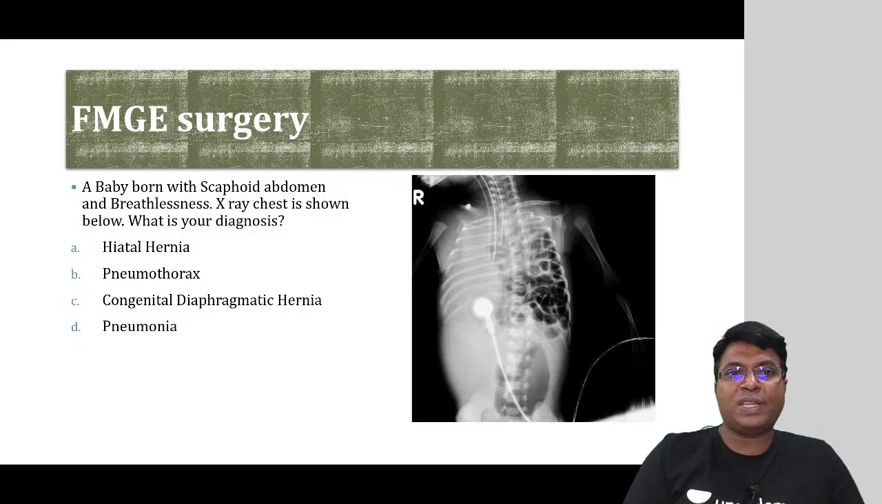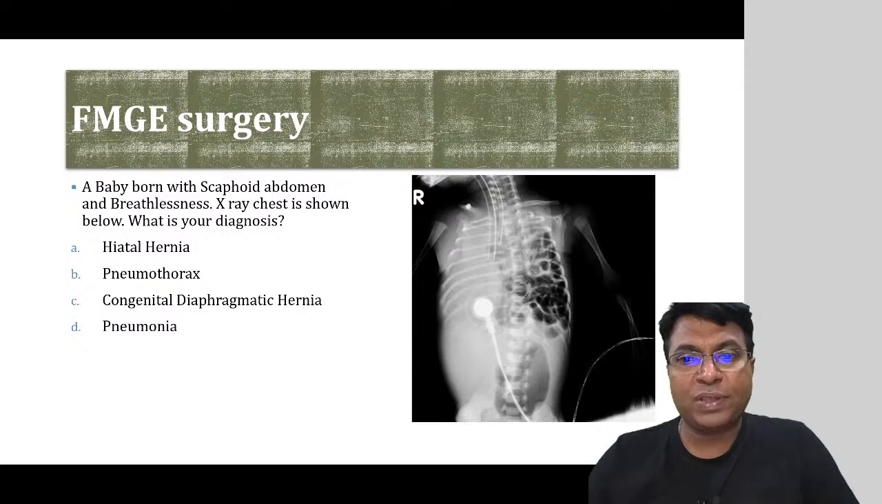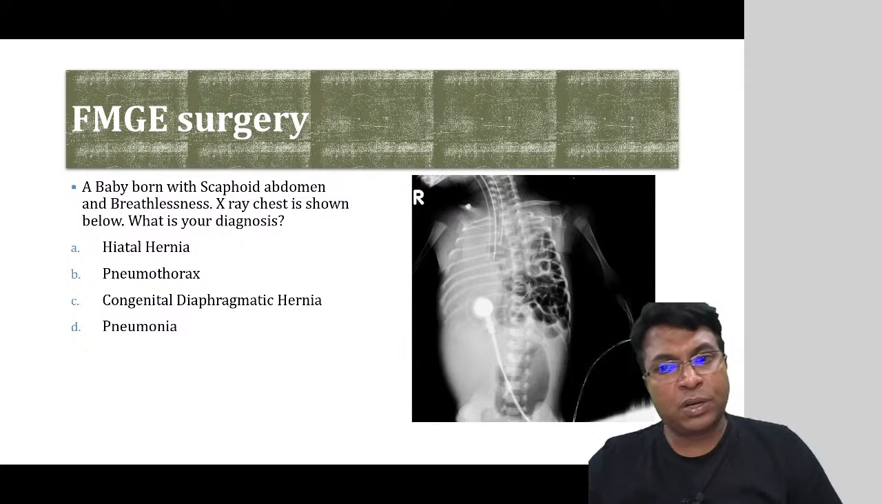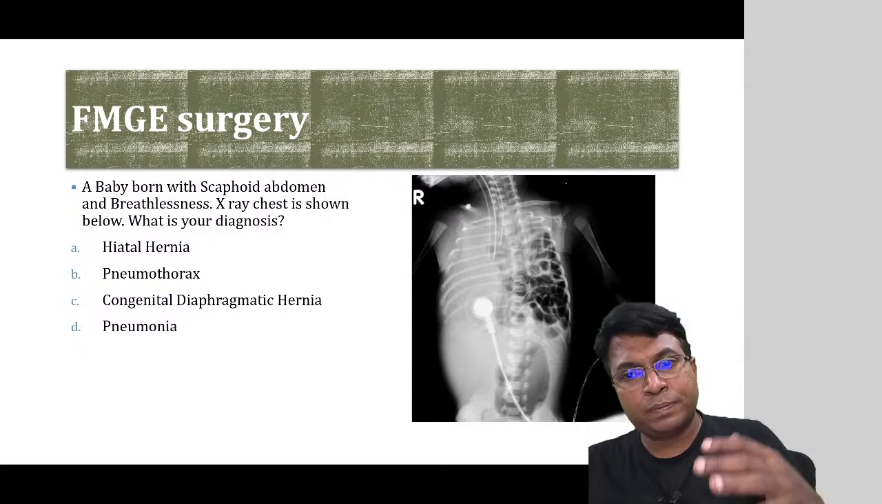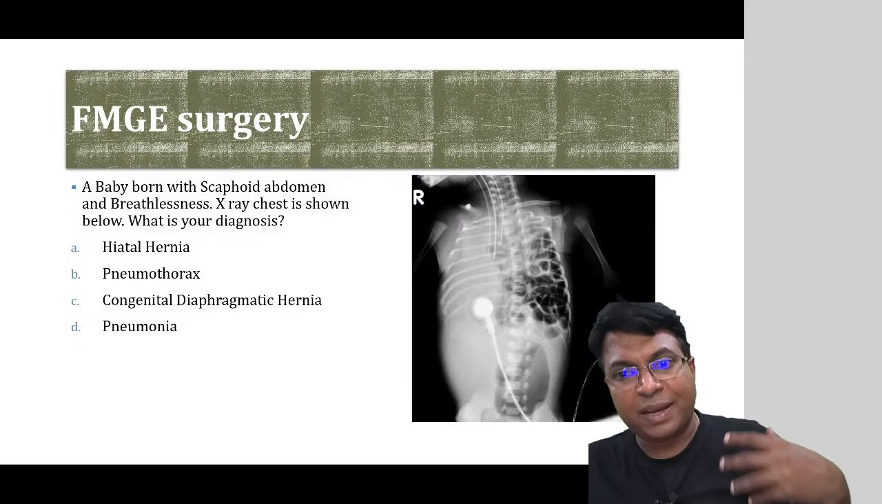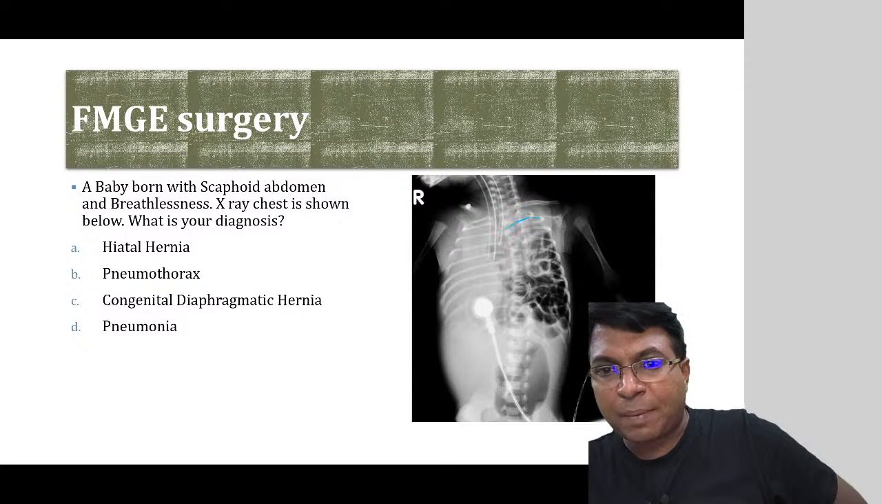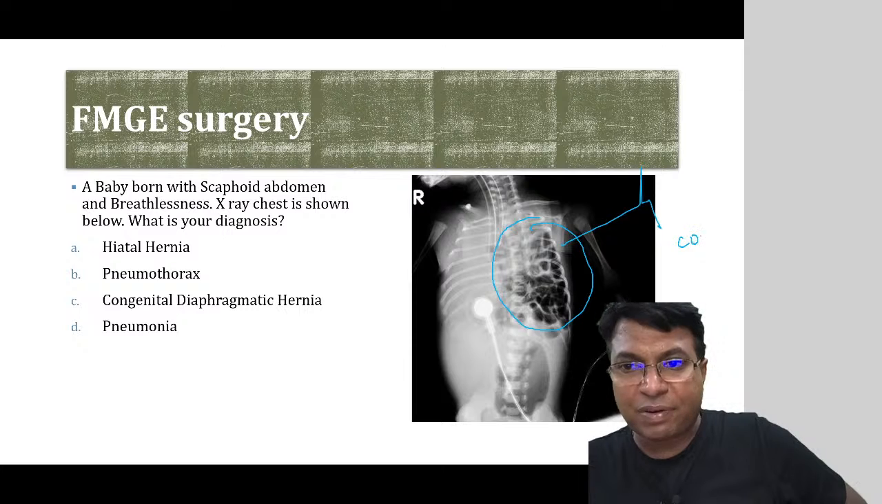A baby born with a scaphoid abdomen and breathlessness, X-ray chest is shown below. What is your diagnosis? A baby born with a scaphoid abdomen, there is no breath sound heard on the left side, and when you examine the X-ray, you can see the entire bowel loop on the left side. This is a congenital diaphragmatic hernia.